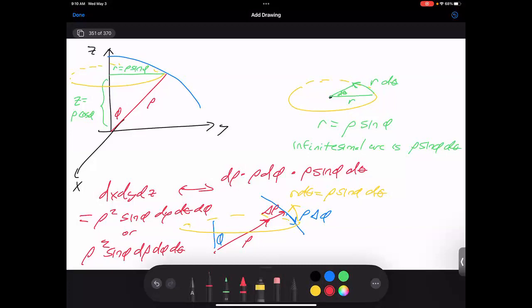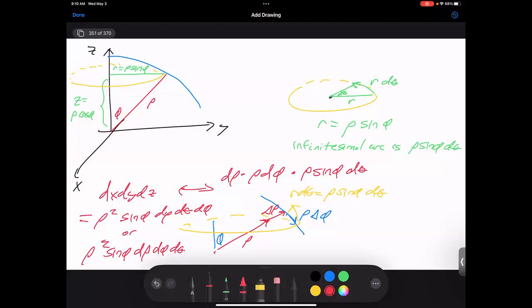The rho squared should be obvious. I need a volume. What are the units for volume? So if I give you a volume, what should you be thinking of for the units of a volume? Cubic what? Cubic meters, say. So if rho is in meters, d rho is going to be in meters. That's great. But d phi is not in meters. Rho d phi is in meters. D theta is not in meters. Rho d phi is in meters. So the rho squared is very natural. That's going to give me now a volume.